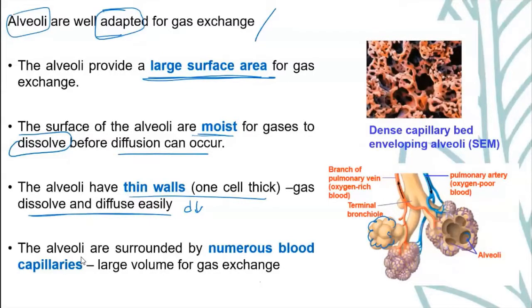And then the alveoli are surrounded by numerous blood capillaries to allow for a large volume of gas exchange. So these are the characteristics or adaptations of alveoli to enhance gas exchange. This is what the alveolus looks like under an electron microscope.